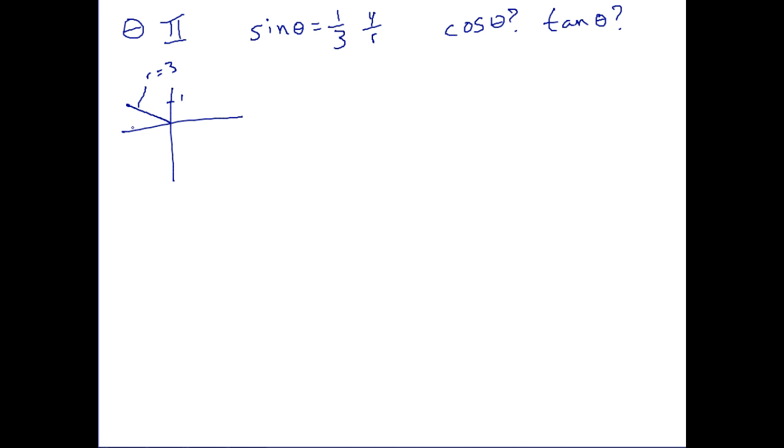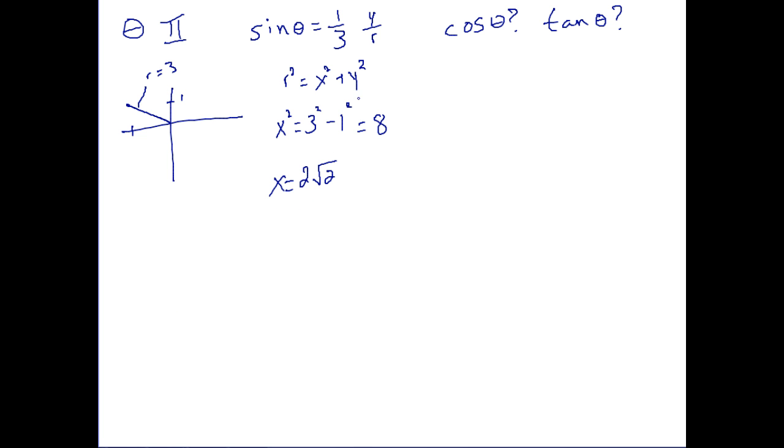Now, if we wanted to find what this x value is, well, we could find that by knowing that r squared equals x squared plus y squared. And so we already have r, we already have y, so we could plug that in to say that x squared is going to equal r squared, which is 3 squared minus 1 squared, and so that's 8. So that means that x is equal to 2 radical 2. That's taking the square root of 8 and simplifying it to 2 radical 2.